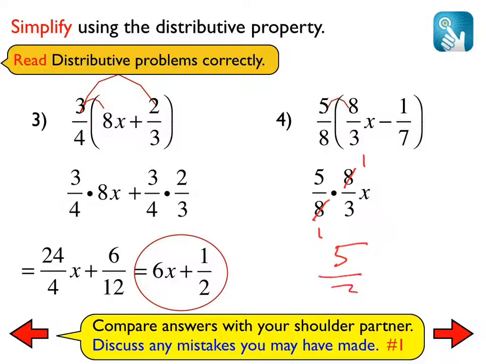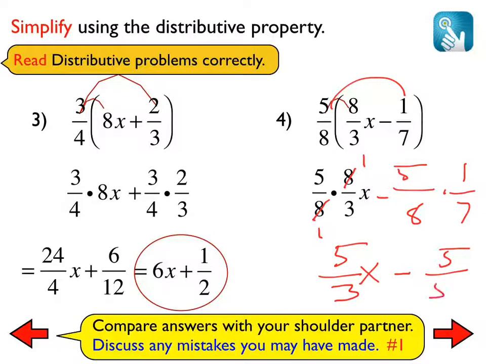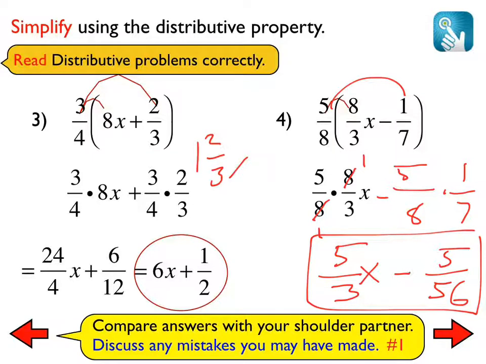Now that's going to bring me to another part of the discussion here in just a second, but let me finish the second part here. We have 5/8 times 1/7. I can't do any cross dividing there, so now I can multiply straight across. Now, I saw some of you with this answer right here, but I saw others with this, 1 2/3 x minus 5/56.